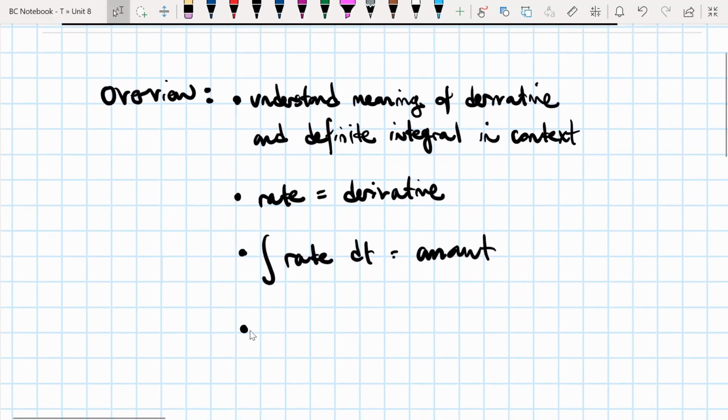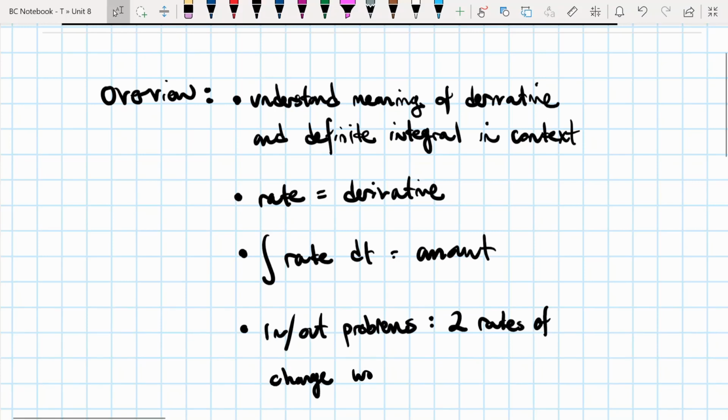And then the last thing I want to talk about is these will typically involve in/out problems. What I mean by that is there's going to be two rates of change working in opposite directions. So typically you'll have to compare two different rates and do something with those rates. All right, so let's do an example.